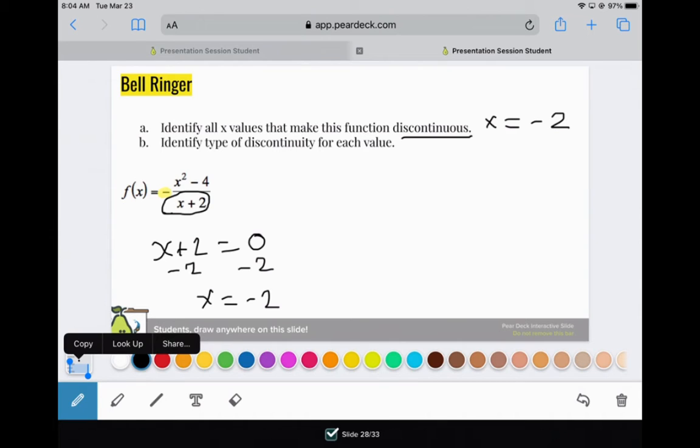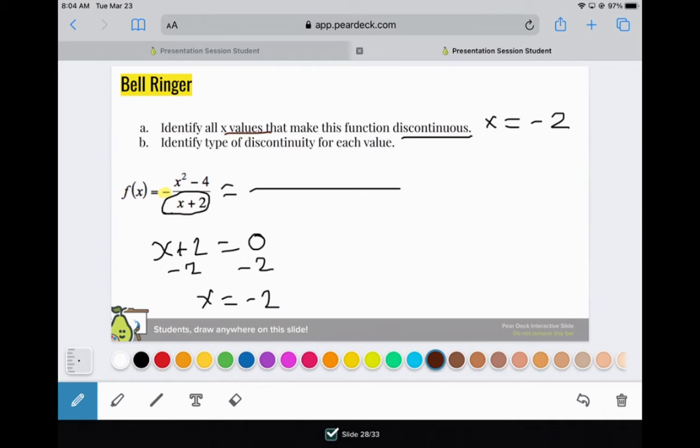Then, some of you chose the numerator, which you factor out, which is fine. When you factor out the numerator, that is to help you figure out the type of discontinuity. So to identify the x values that make the function discontinuous, you use the denominator, okay? Then when you figure out the type of discontinuity, we're going to look at both.